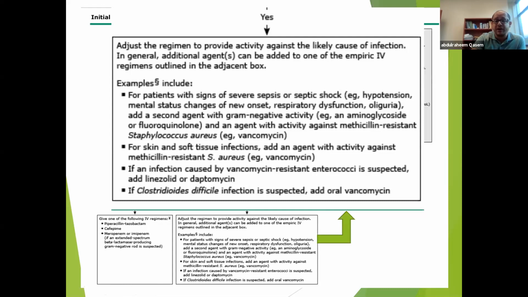Usually in people who have high-risk features, we recommend adding MRSA coverage to those patients. And also, a patient who had a history of MRSA colonization in the past, then you probably will need to add vancomycin initially.